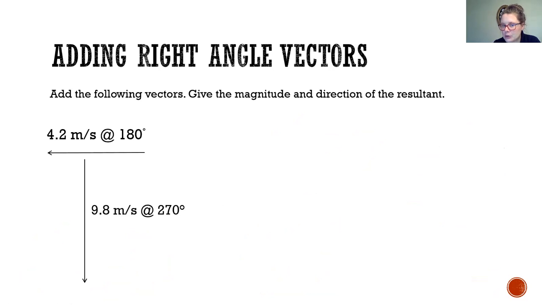So we have 4.2, 9.8. 4.2 is at 180 degrees, so we're pointing towards the west. And then 9.8 is pointing downwards at 270. So let's do a tip to tail sketch. I always draw my X first. So 4.2, and that's a negative 4.2 because of the direction it's in. If I don't include my 180, it's one way to get the calculator to assume direction. And then we're going to go downwards, negative 9.8. And there's my resultant.